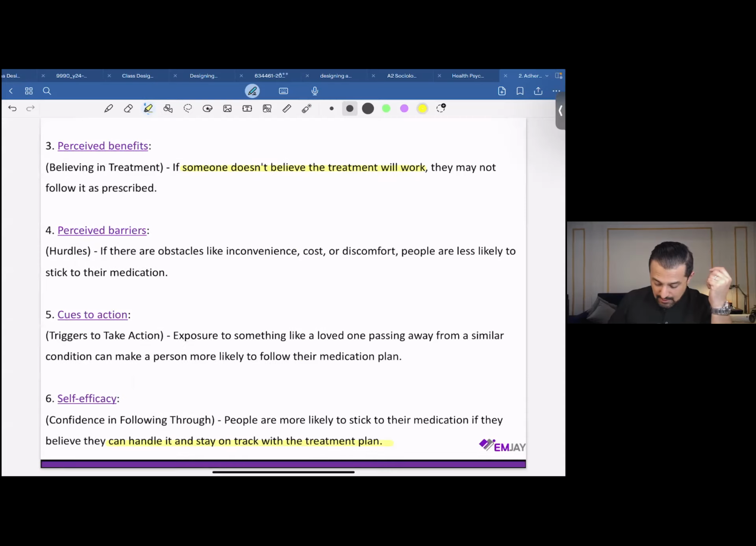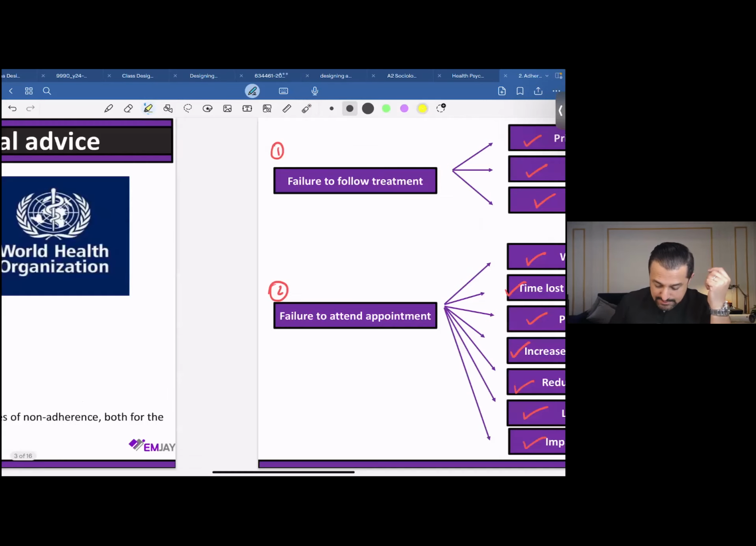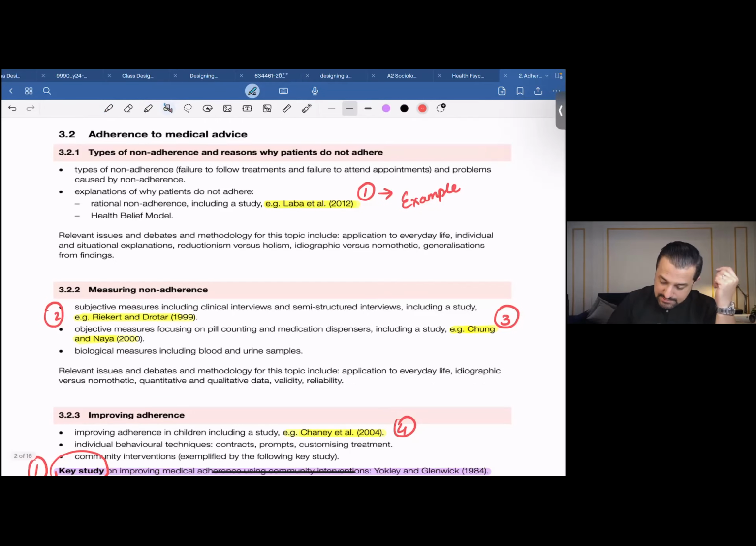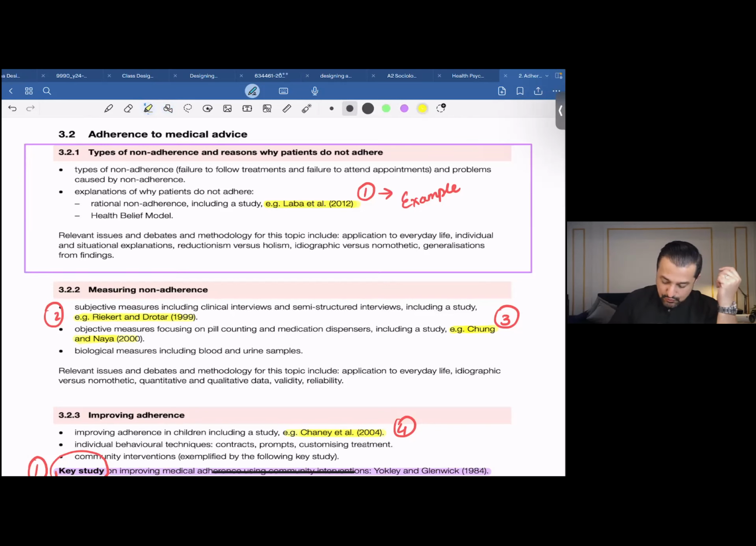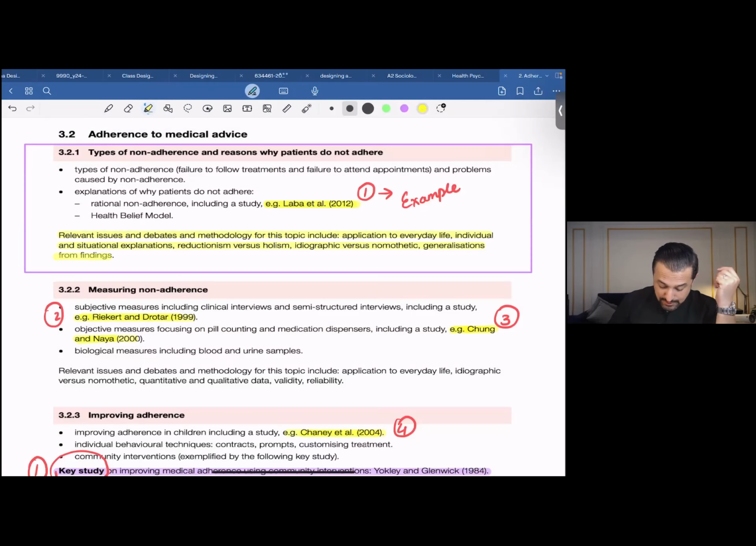So we just discussed the health belief model, and if I take you back to the syllabus, we just discussed this first section over here. This is what we covered so far. And of course, if you know how to write evaluative answers, you might as well start practicing the 10 mark evaluative answers over here.